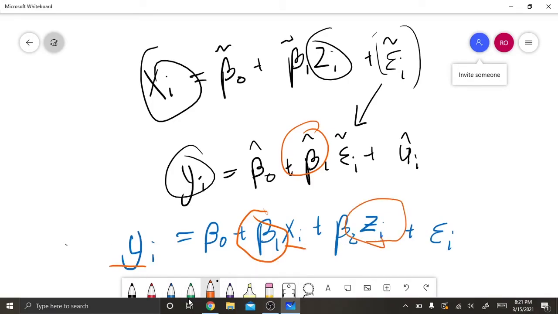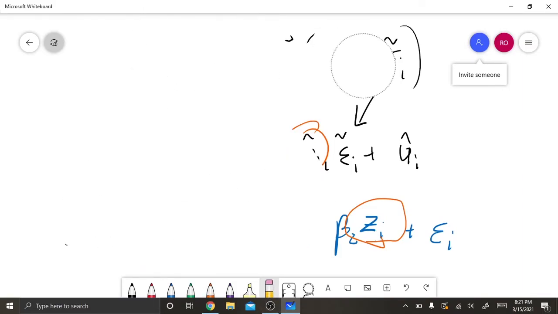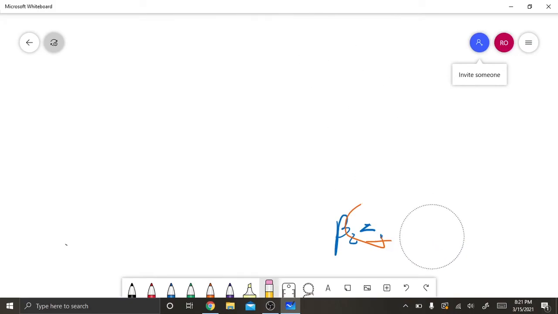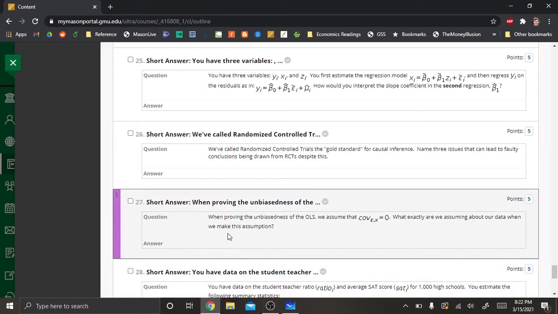So that's how you got full credit and a correct answer: if you said that you could either write out this model and say that it's this slope coefficient here, or you can just say it's the effect of x on y after controlling for z. I think only like 2 people got that. So go back and watch the multiple regression video.